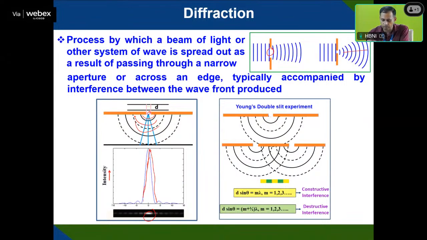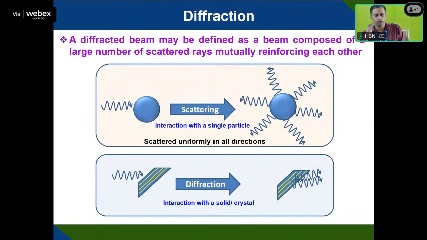Similarly, in Young's double slit, you can see the light comes here first, then passes through the other two orifices. You can see how these different wave fronts are generated. The wave fronts show constructive or destructive interference based on the d sin theta equals m lambda equation. So this is the common Young's double slit experiment where wave fronts are generated, and from these wave fronts we will come to diffraction.